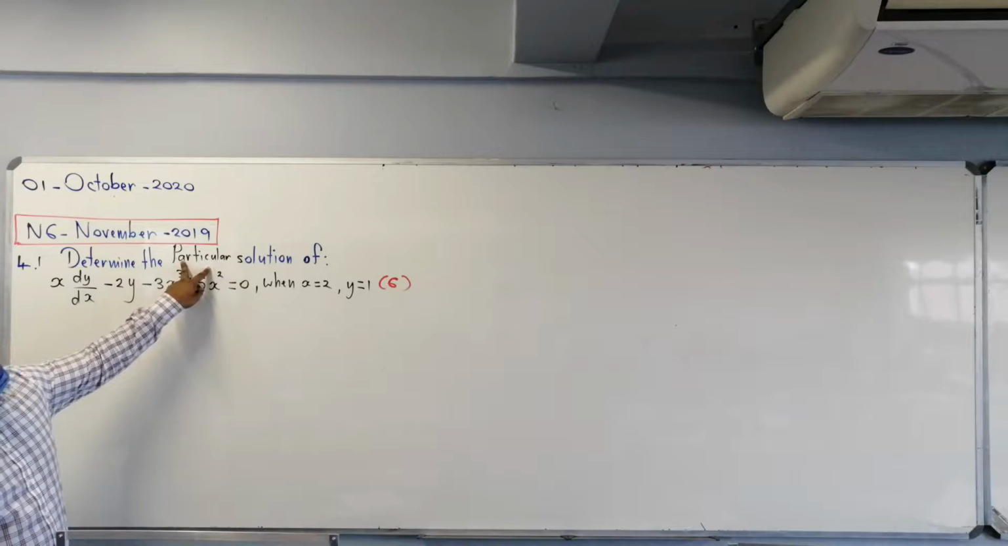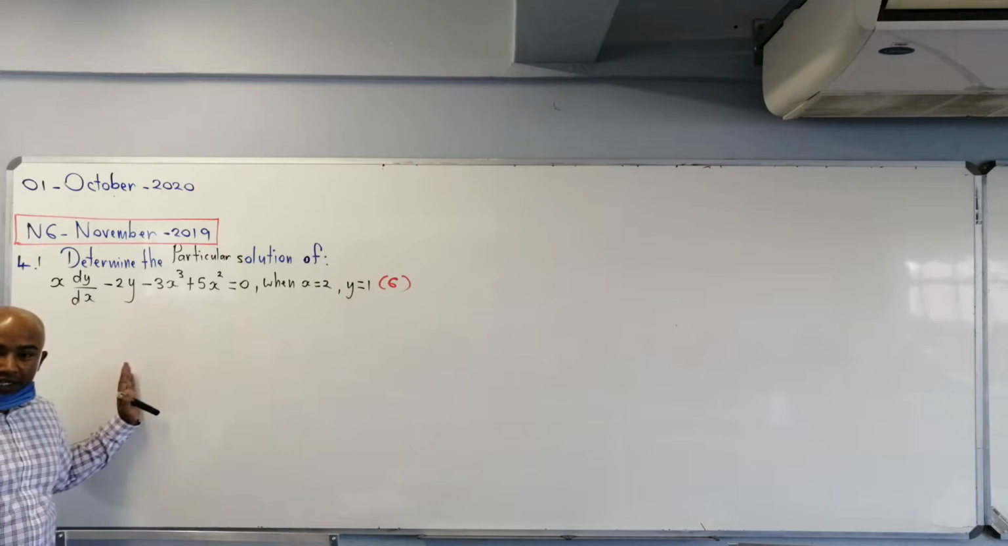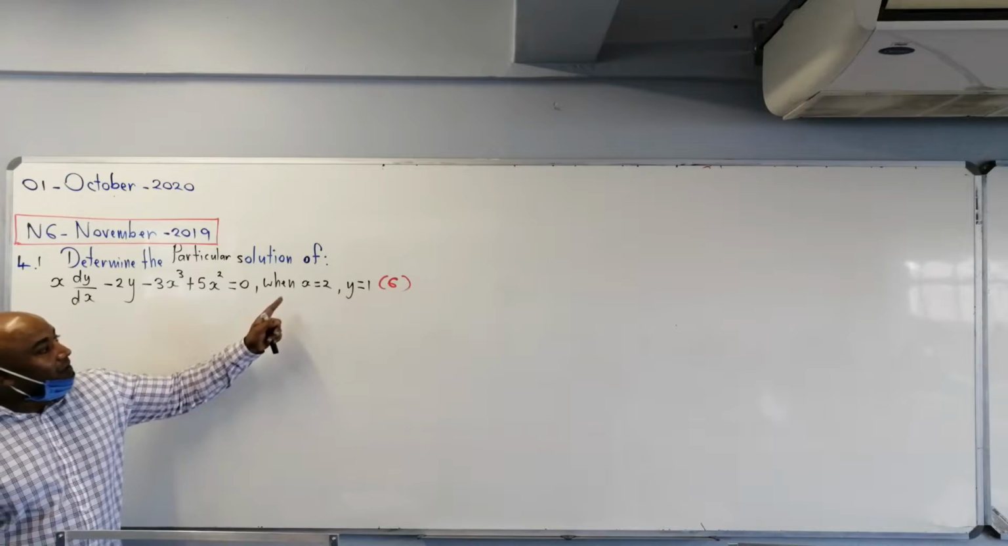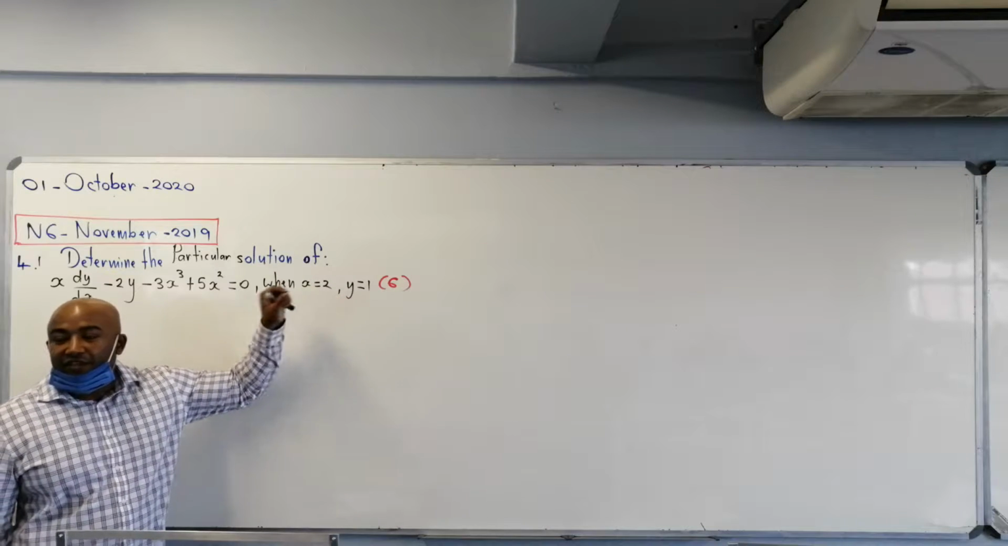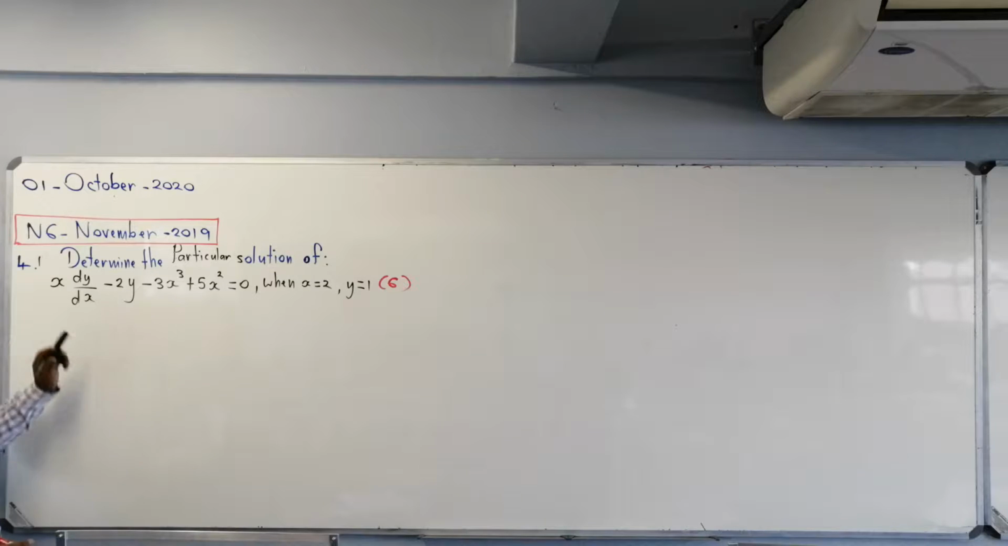Determine the particular solution. So we will not stop at the general solution. Once we work out our general solution, we will then substitute for x and y and find the value of c. Right, so let's start with that. So this is clearly not in standard form. We keep our two terms on the left.